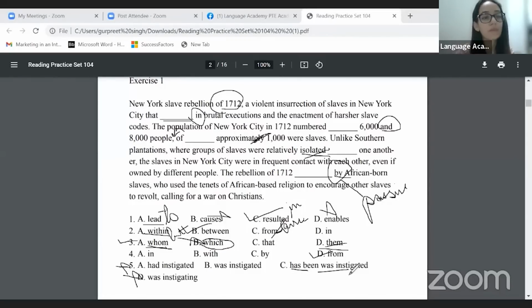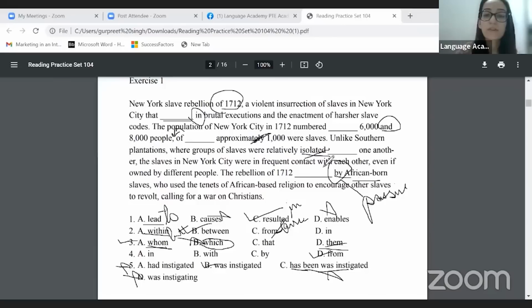You can put one of them. So what is the only option we are left with? So this is also a method, the elimination method, that you can use to solve your answer. But otherwise, those who understand the concept of active and passive should know that the rebellion had not done the work. The work is done by African-born slaves.